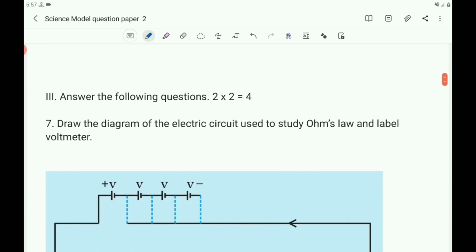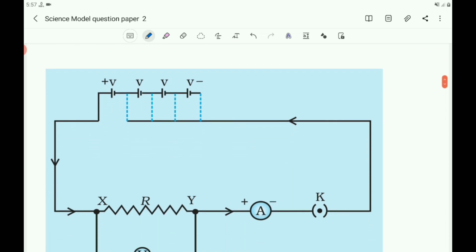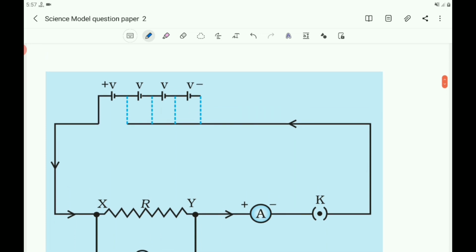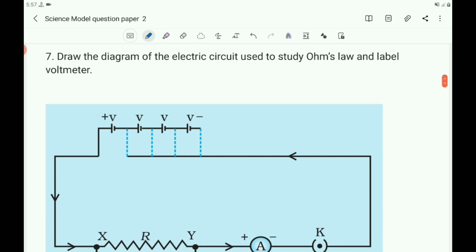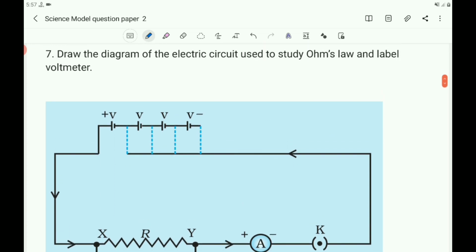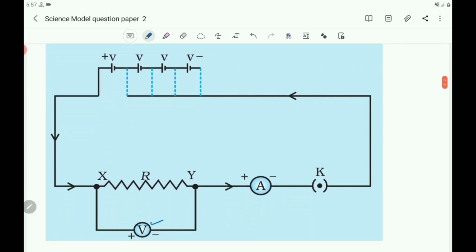Then 2 marks question. Draw the diagram of the electric circuit used to study Ohm's law. Label voltmeter. Here, see, this is the circuit, electric circuit. It is a diagram of the electric circuit used to study Ohm's law, and here is a voltmeter. Label voltmeter.